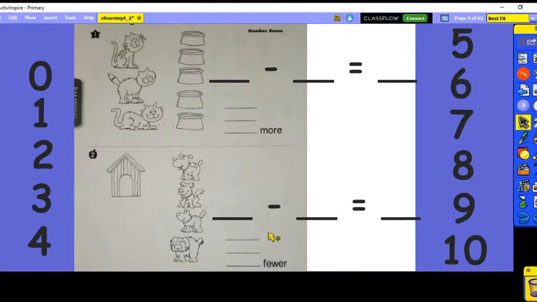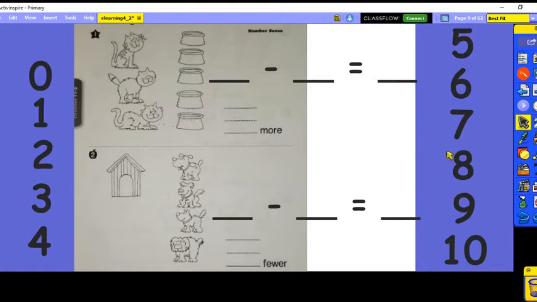Make subtraction equations and talk about how many more or how many fewer, and we're going to compare to find out. So let's see. Let's start with the first picture of the 3 cats and the bowls. So what we're going to do first is we're going to see how many cats we have and how many bowls we have. So we have 1, 2, 3 cats. We have 1, 2, 3, 4, 5 bowls. Okay, so which one is more? Are there more cats or more bowls? There's more bowls. You can even look at them and see that there's more.